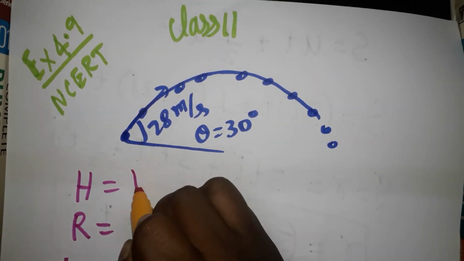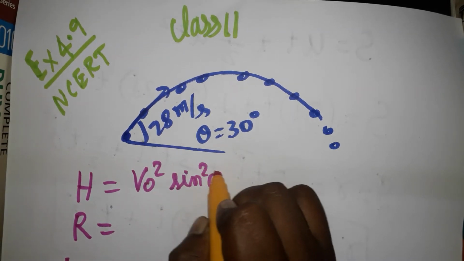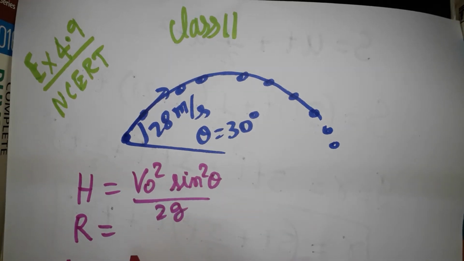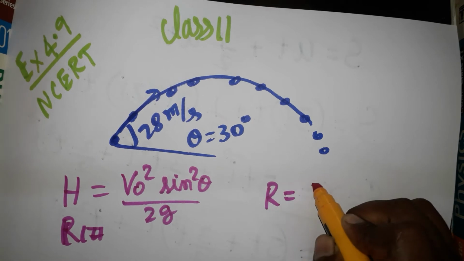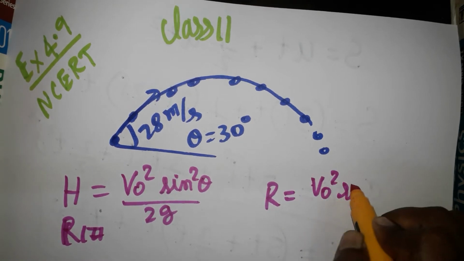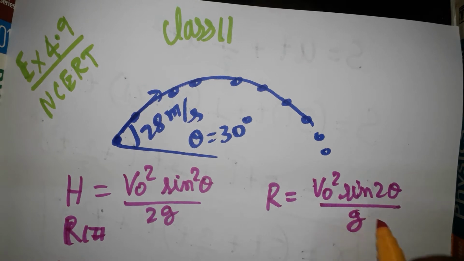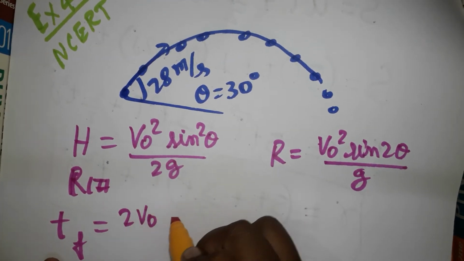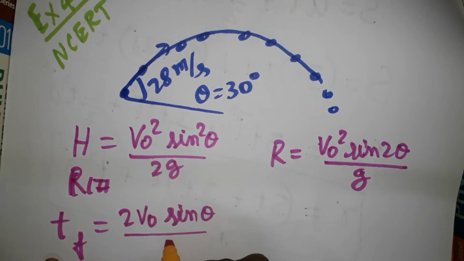First, the height formula: v naught square sin square theta divided by 2g. It is the maximum height. The maximum range is equal to v naught square sin 2 theta divided by g. Maximum time of flight is 2 v naught sin theta divided by g.